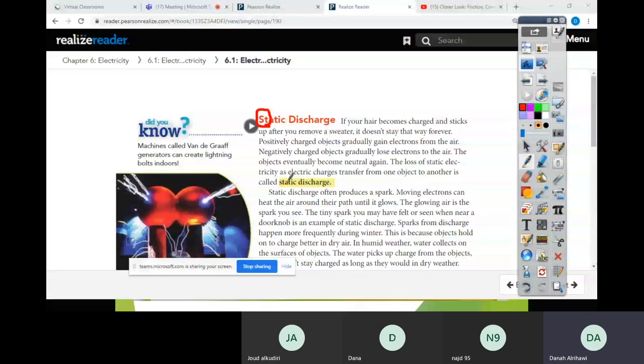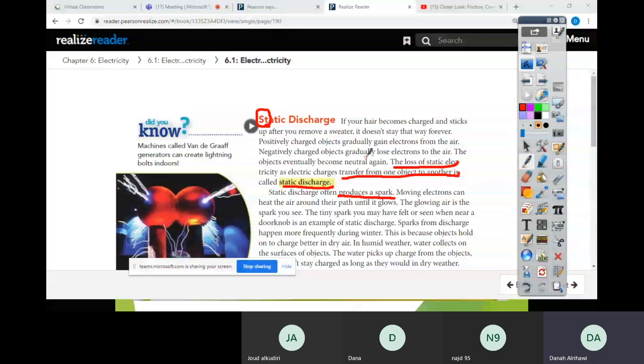But sometimes this charge moves from one object to another object. The loss of static electricity: to lose this static, they do not stay. They are transferred from object to another object. We call this discharge. Actually, we say they jump. They make a spark. They produce a spark. We can hear the spark and we can feel the spark.